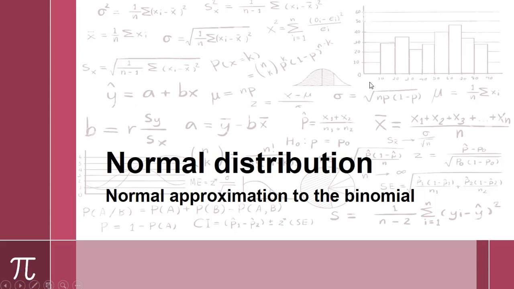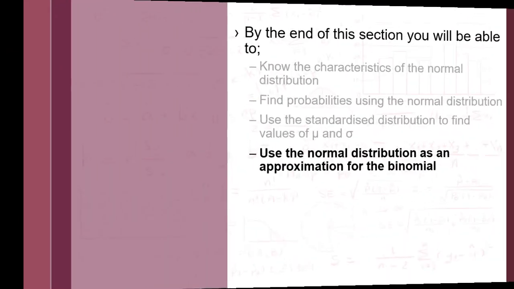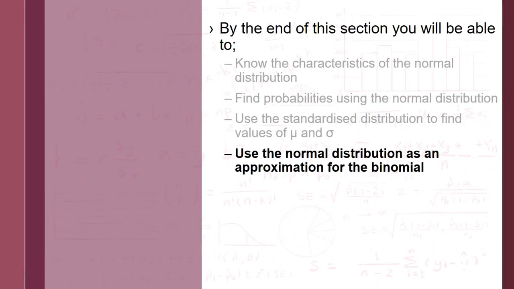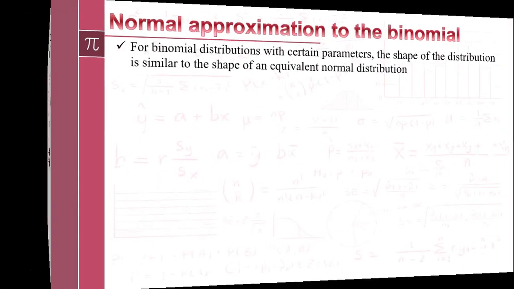Hi, and welcome to this video, which is the last one where we're going to be looking at the normal distribution. And in this one, we're going to be looking at a specific use of the normal distribution, which is as a way to find an approximation to binomial distributions. Right, so here we go. We're going to use the normal distribution as an approximation for the binomial.